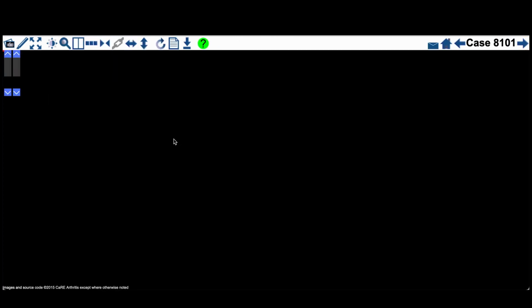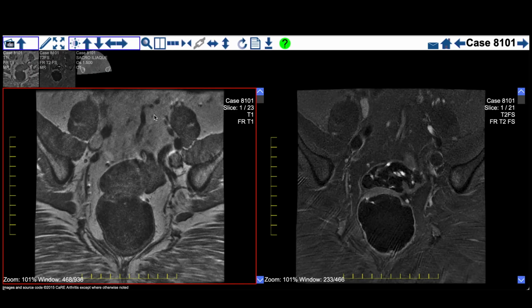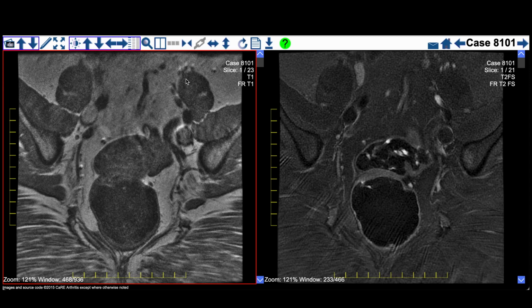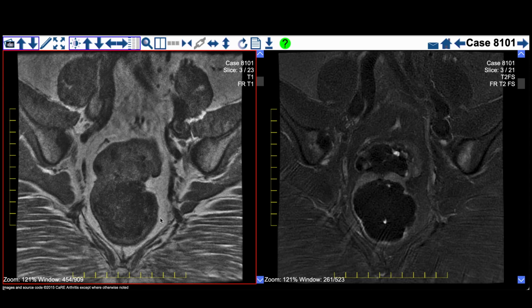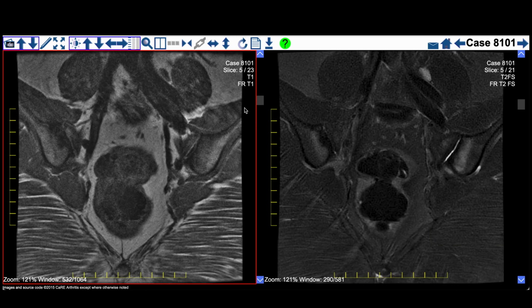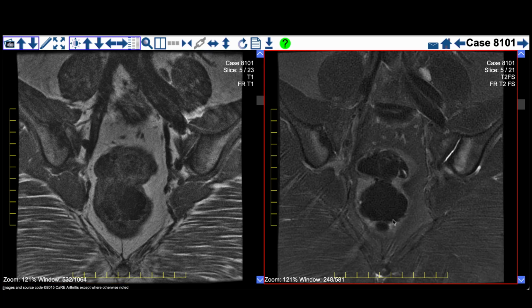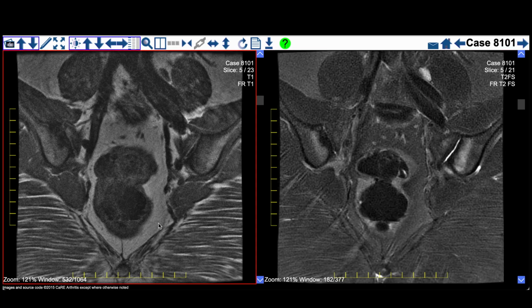It's very important that we also understand the differences between the information provided on an MRI scan and, for example, a CT scan. And this case will allow us to compare a CT scan with an MRI scan. On the left, we have the T1 weighted scan. On the right, the STIR sequence, the STIR scan. We're just going to make this scan a little brighter and a little sharper.